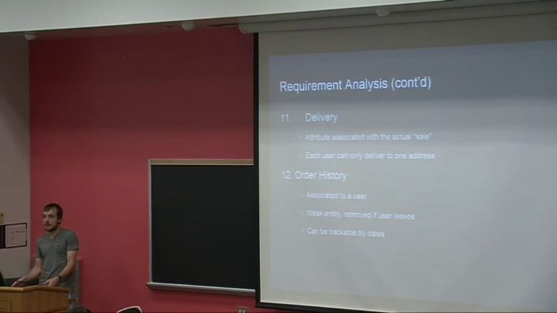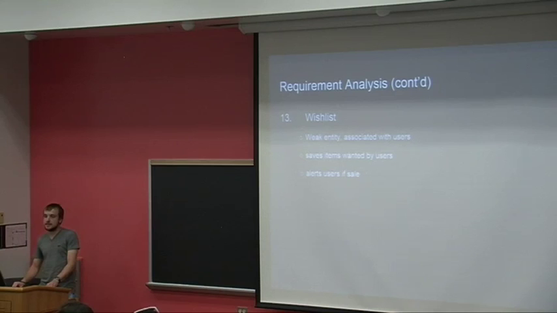Order history. This is one of the first prereqs that we decided to add. This way, a user can look at all the items that they bought. And then a wish list. Users can pick their favorite items that they want to keep or buy in the future.